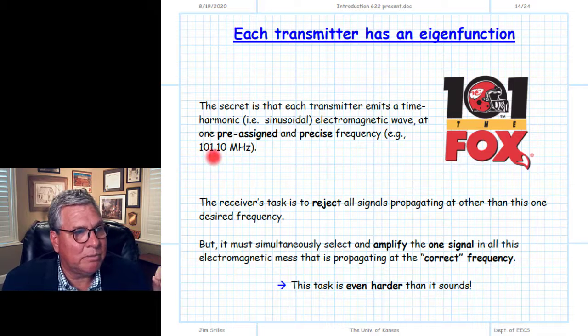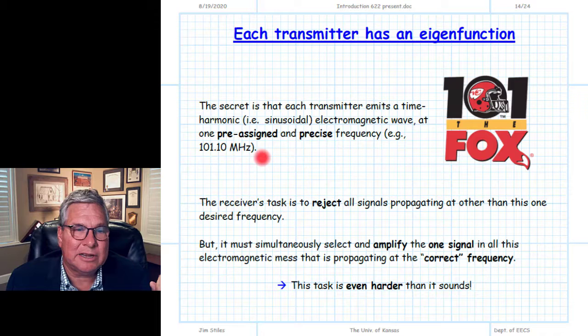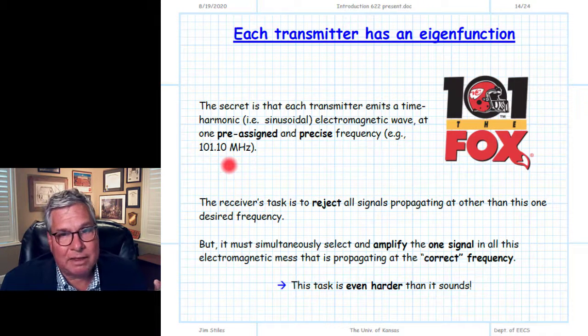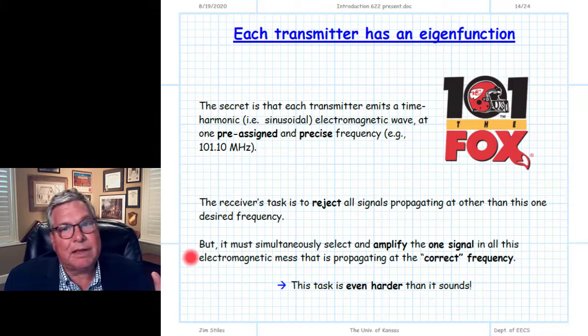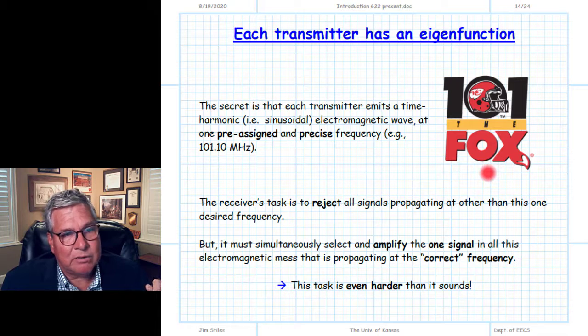So it's looking for 101.100000000, exactly a sinusoid at that frequency. What we'll find is there's all kinds of signals that are all around that frequency. And of course, we don't want to listen to those radio stations. Not only do we not select them, we have to suppress them before they get to the demodulator. So our job is, again, to reject all signals propagating at other than 101.1 megahertz, but simultaneously amplify the signal that we're interested in, the one at 101 The Fox.